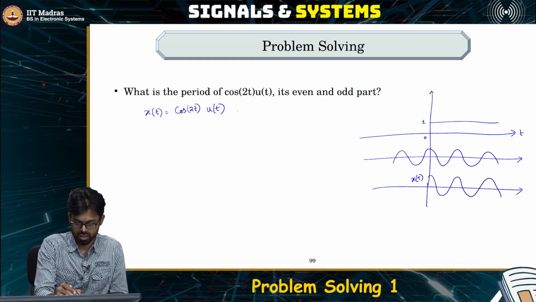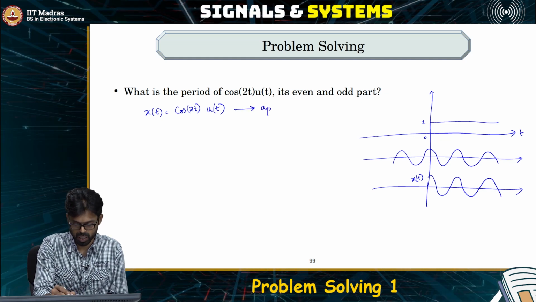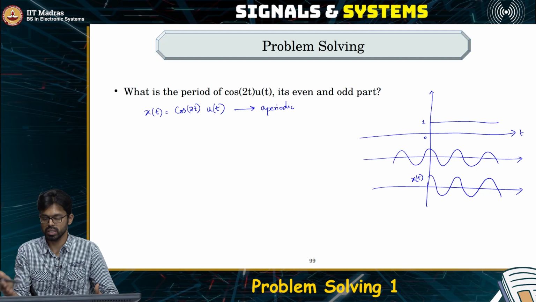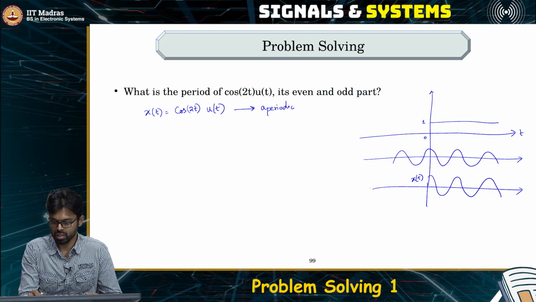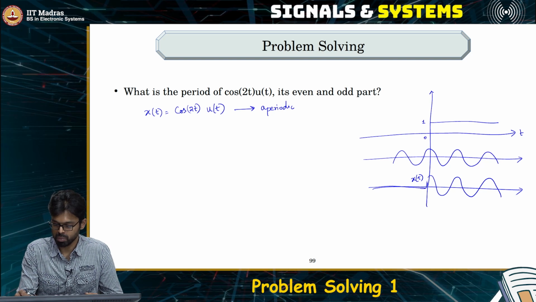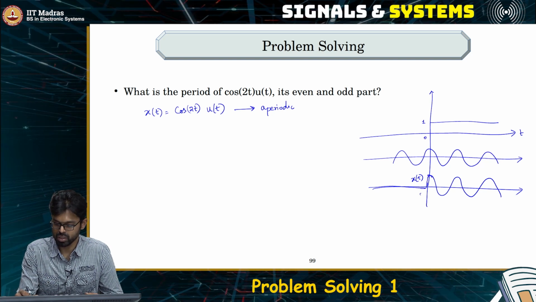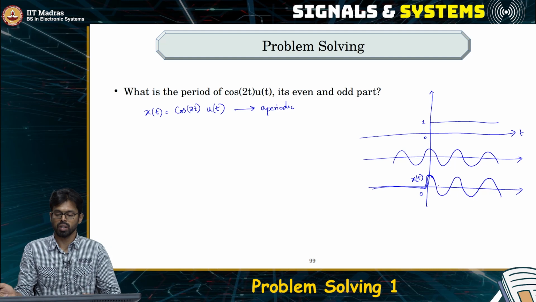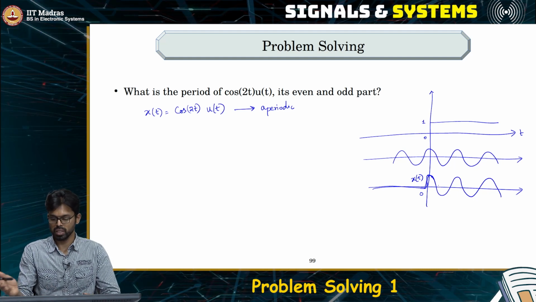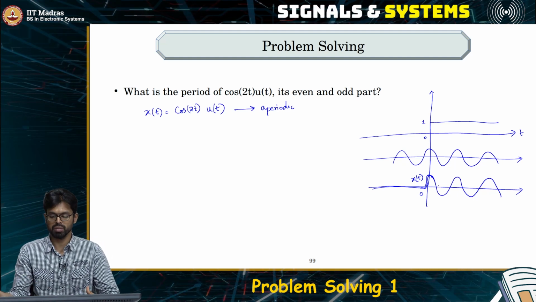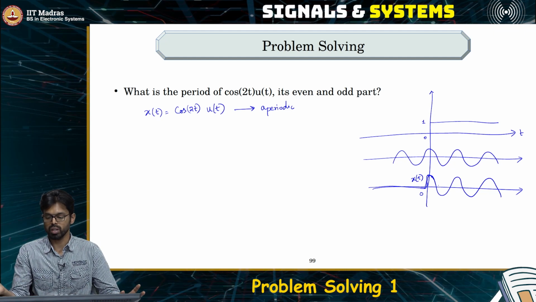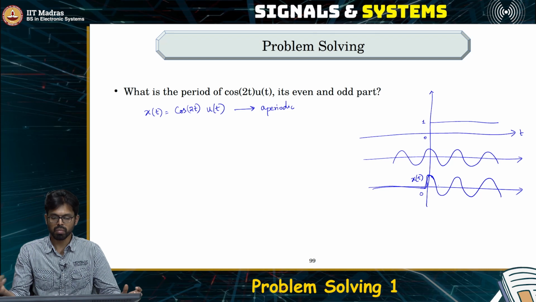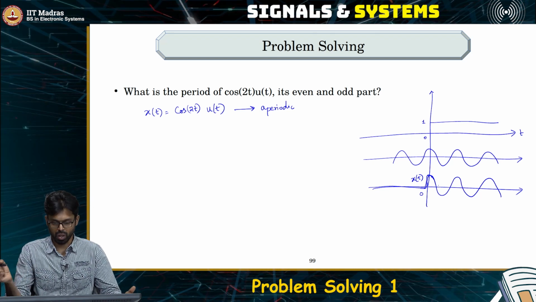The period does not exist because this is aperiodic. As you can see, the signal does not exist for negative values of time, which means that it is 0 here and the signal starts becoming non-zero only at t equal to 0. Clearly, there is no cycle, there is no signal existing on this side, which means if you shift it, you will not get the same signal no matter what amount of shift you do. So this is aperiodic.